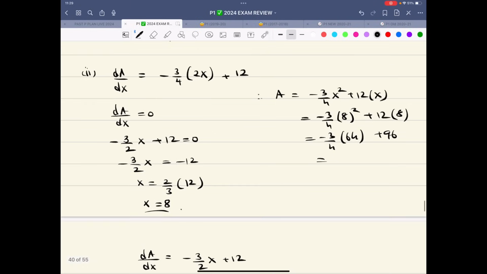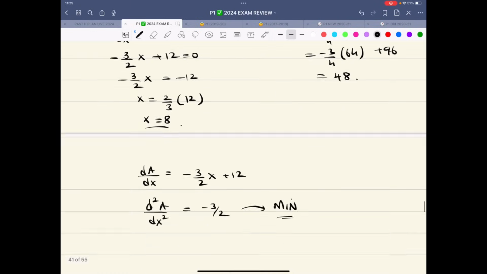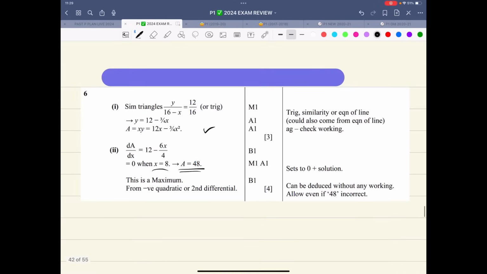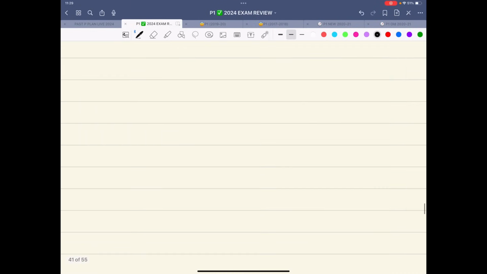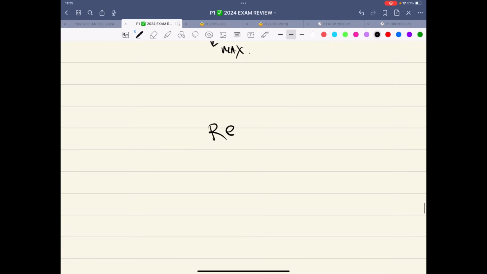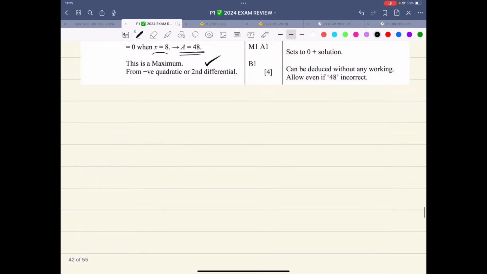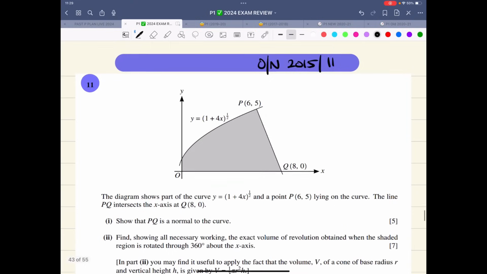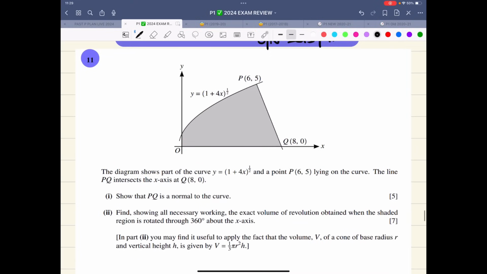So this value, which I have not evaluated, is 48. And yes, it's a maximum. My bad. Because the second derivative is negative, so negative means a maximum. So that is what happens when you are in a hurry. So what is the key message? That is always recheck. Now this question, I'll simply set up the idea of what needs to be done.